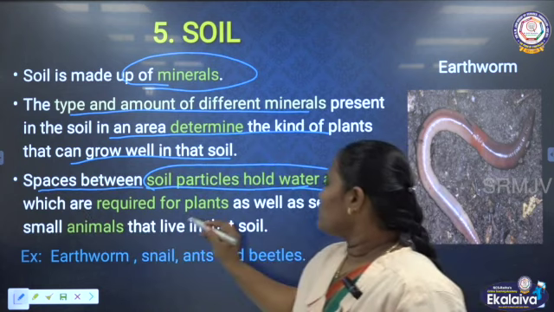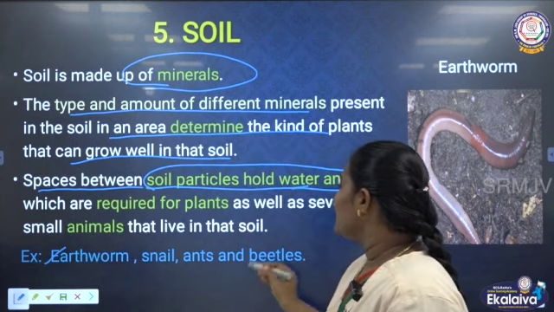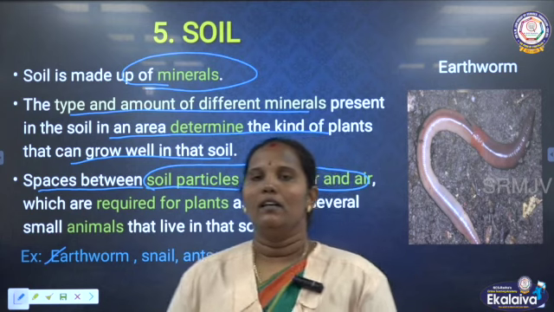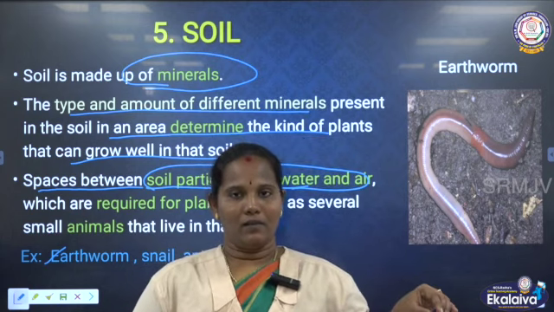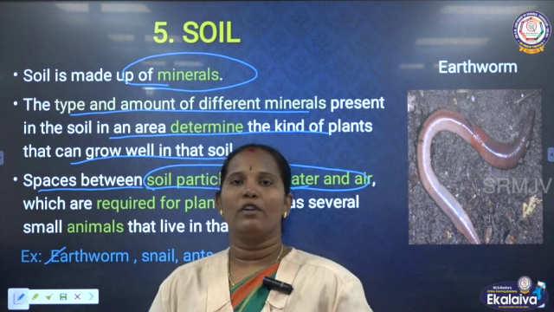Next, we know that earthworms, snails and ants live in the earth. They all live in the soil. That's why they get the minerals and air from the soil.